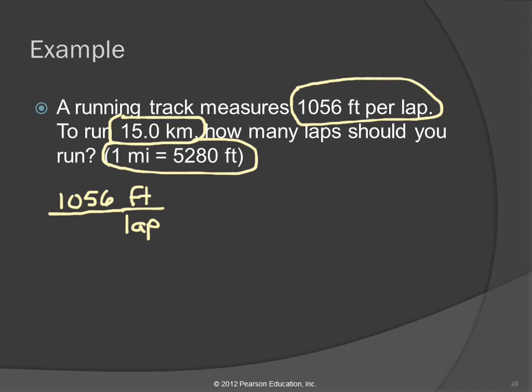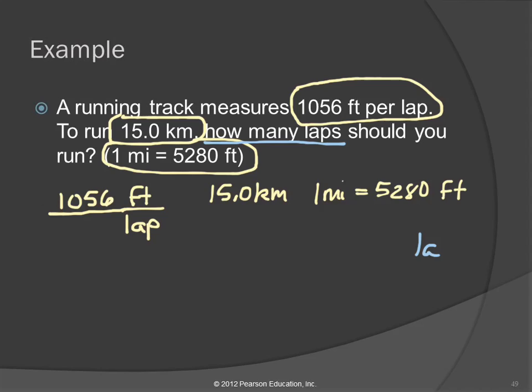And then we've got another number here. We've got 15.0 kilometers. And then we've got that relationship, 1 mile equals 5,280 feet. Notice how I'm writing all of my units. What is the question? How many laps? That's what I'm trying to find, is a number of laps. So laps over here.